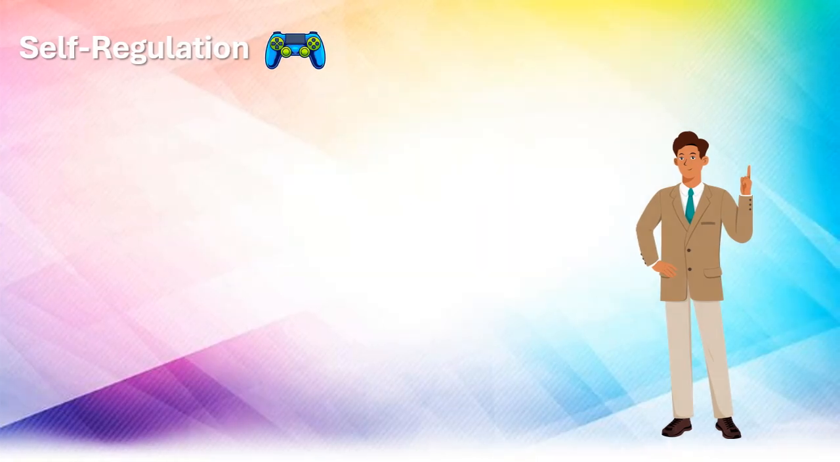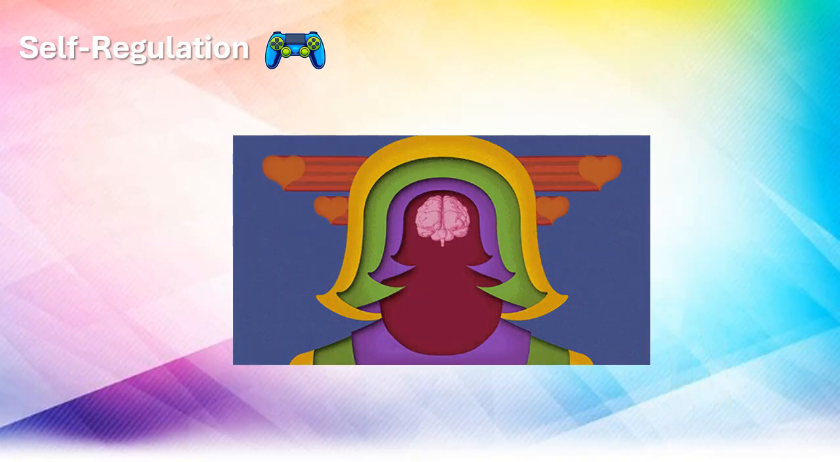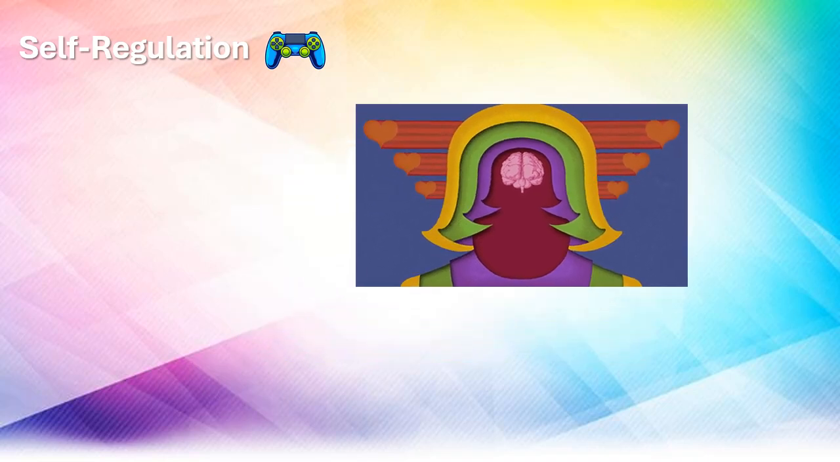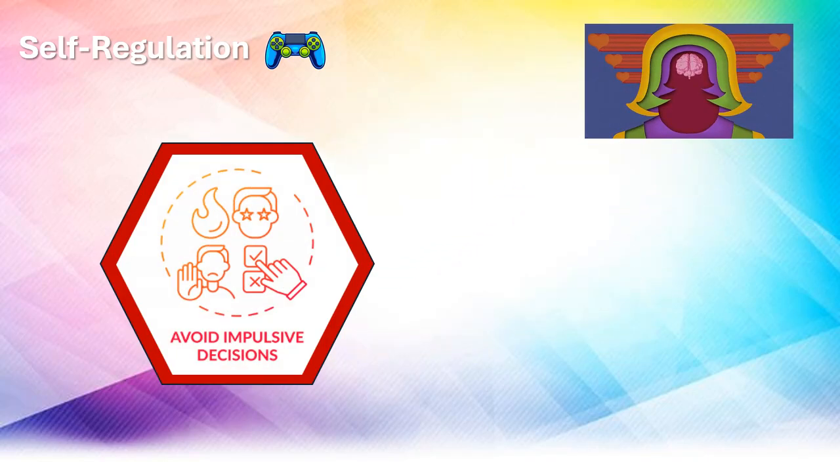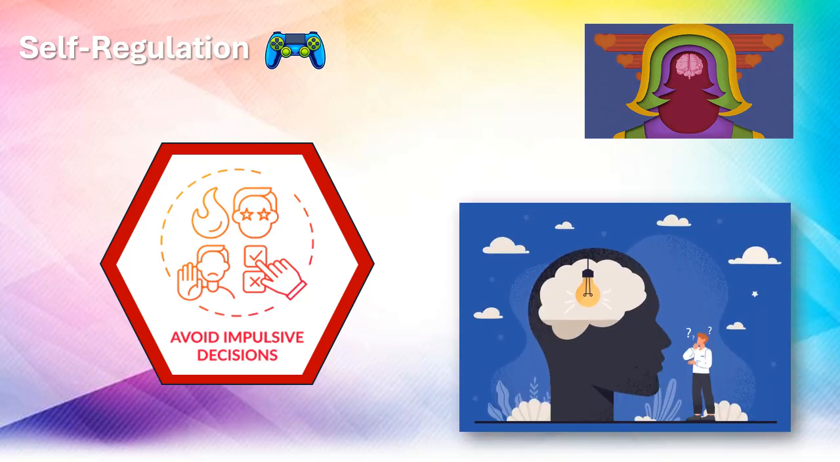Next up, self-regulation. Understanding how we are feeling and why will help us respond logically instead of responding emotionally. Impulsive decision-making stems from a high emotional state. Now that you have taken a moment to think about the feeling and where it is coming from, you can now act positively without bias.